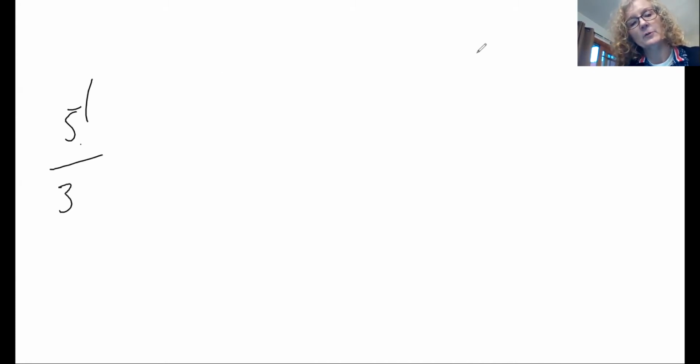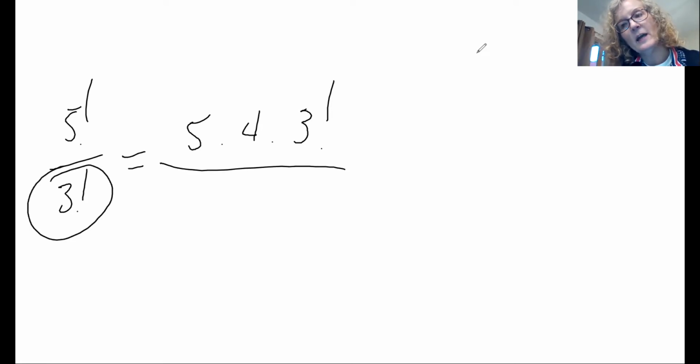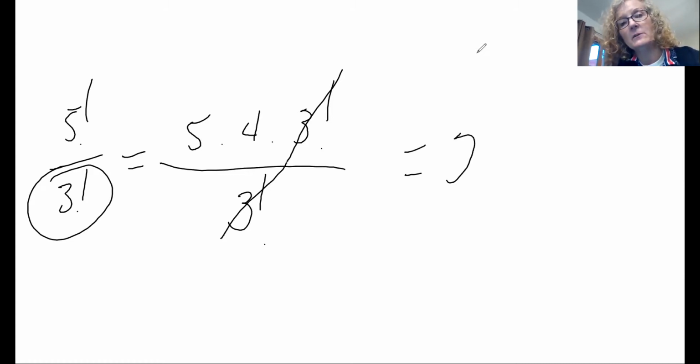5 factorial over 3 factorial. Here's what he said. He said just write this as 5 times 4 times 3 factorial, instead of writing 5 times 4 times 3 times 2 times 1. Because if you'll notice down here, we have a 3 factorial, which is 3 times 2 times 1. Those will factor out. And that's when I factored out the 3 times 2 times 1 on the last screen that you saw. You notice I still get 20. Now let's try another one like that.